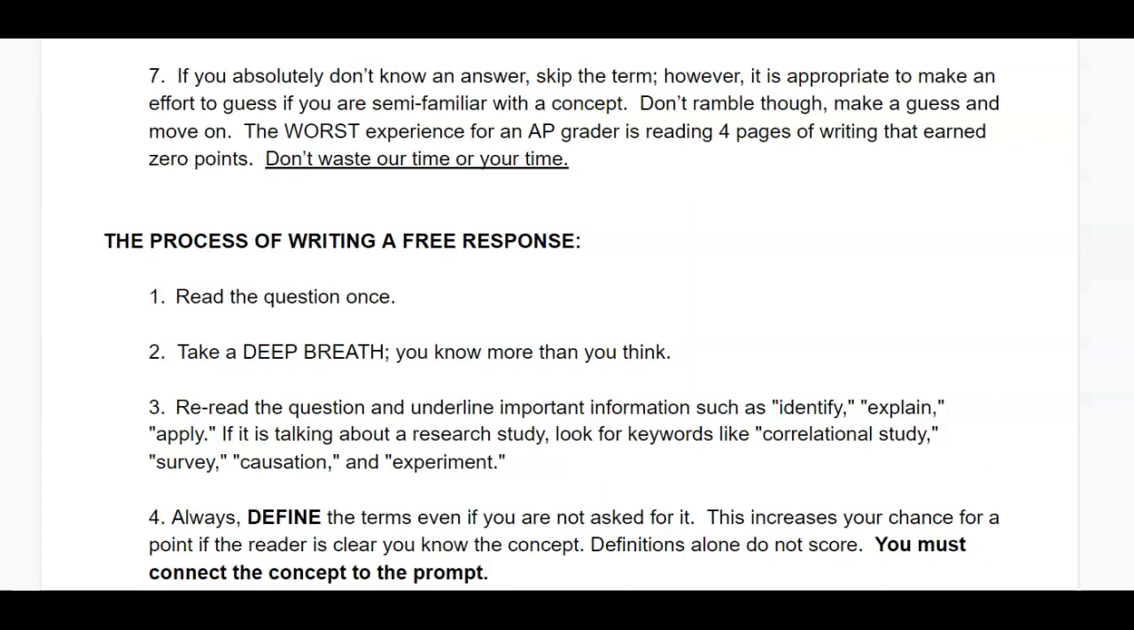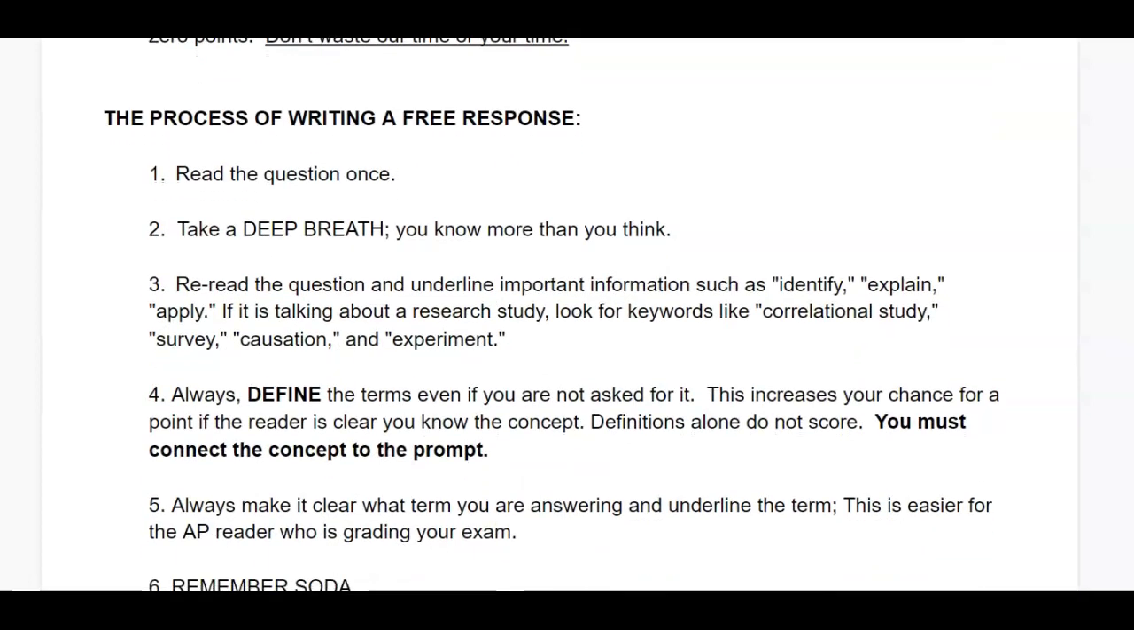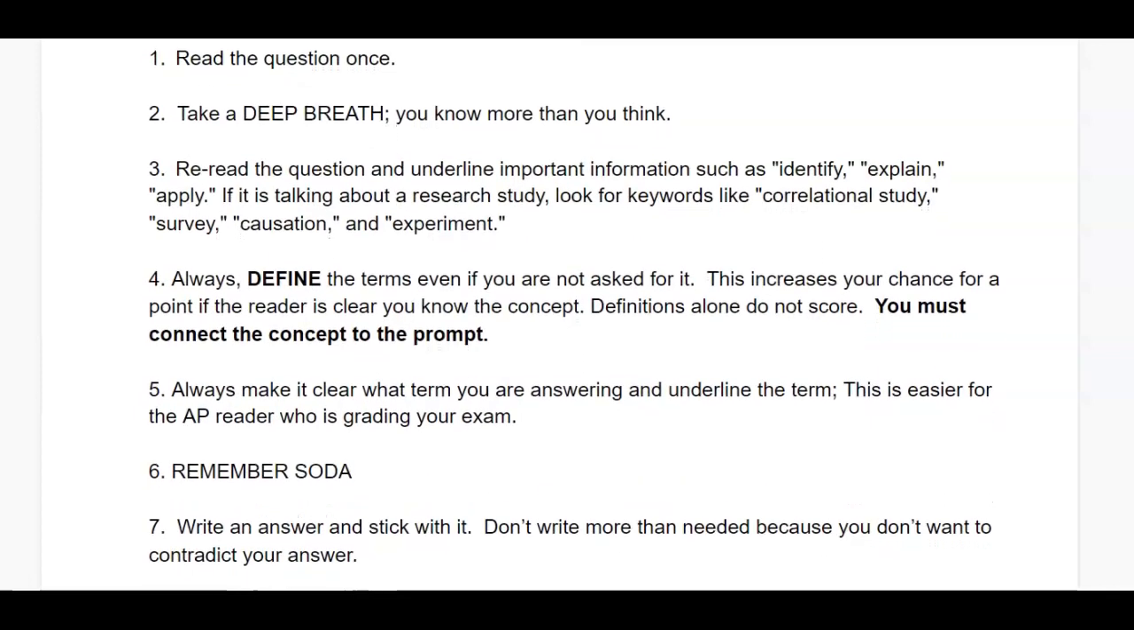Make sure you define and always connect to the prompt. If it mentions a person's name, make sure you mention that person's name. If it talks about an event happening, talk about that event happening. Make sure you use the words from the prompt in your answer. That is the key thing in order for you to be awarded points. Always make it clear what term you're answering and underline the term. I will highlight that below.